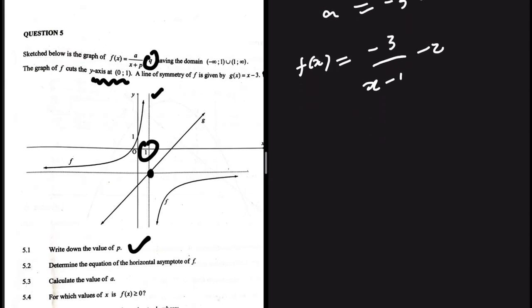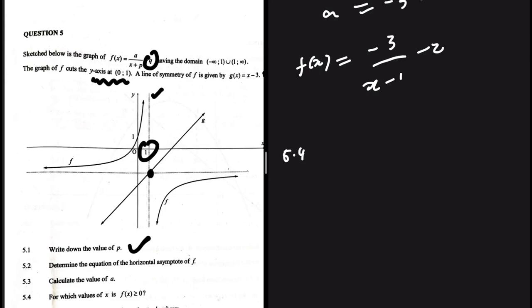But let's just go ahead and see if it makes sense. A is minus 3, so we have minus 3 over x minus 1, minus 2. So let's substitute 0 and see if we get 1. Yeah, when we substitute 0, we get 1. So I'm quite convinced that that is the correct value of a.